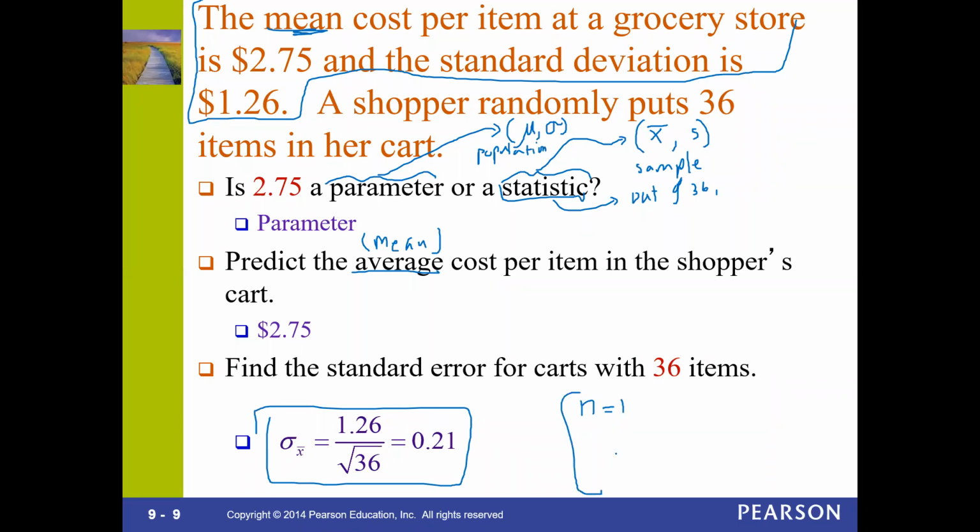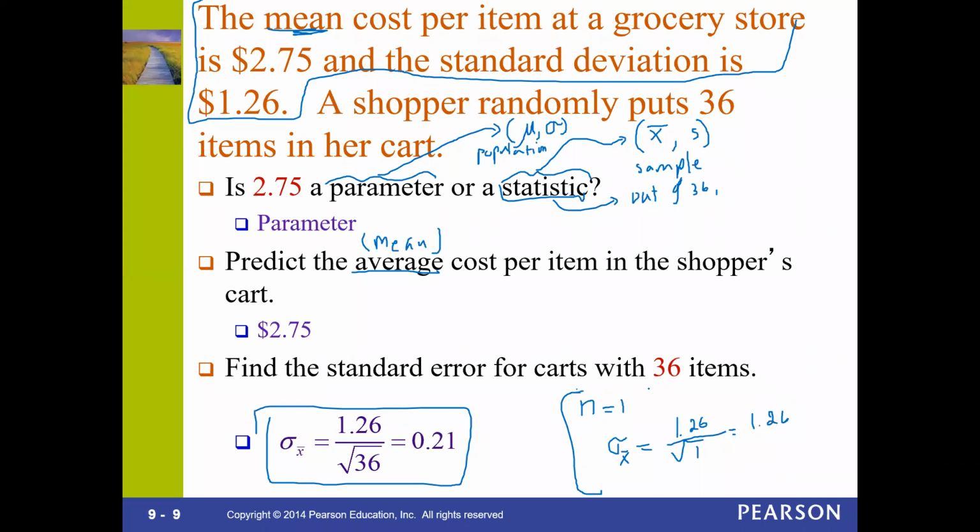Suppose he bought only one item. With X, this is what happened. Sigma X bar is something like this: 1.26 over the square root of 1. And that's just going to give you 1.26.